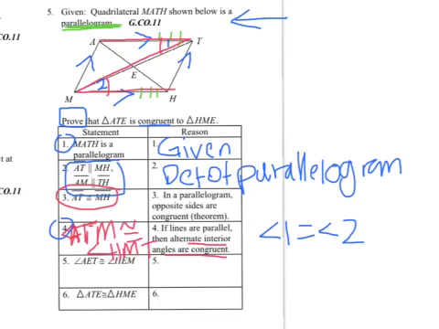The next thing they told us is that angle AET, that's this angle, is congruent to HEM. That's this angle, and hopefully you know that's because they're vertical. And all vertical angles are equal to each other.